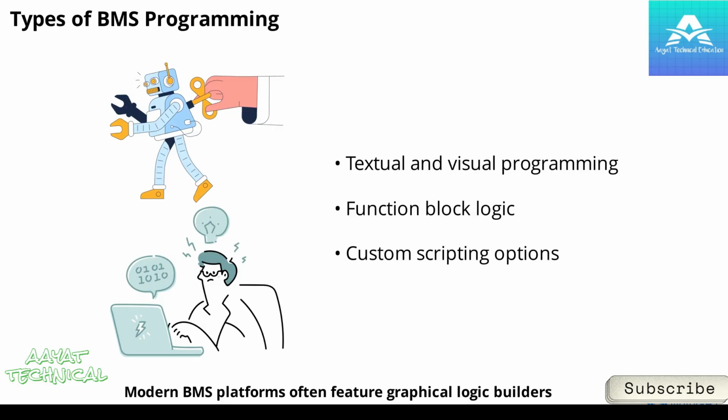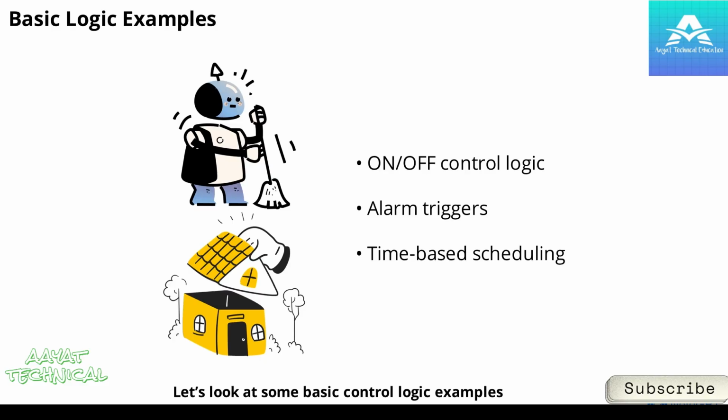Modern BMS platforms often feature graphical logic builders, making it easier to visualize and manage complex sequences. For advanced analytics or artificial intelligence, scripting languages like Lua, Python, or Java are sometimes used. Understanding these programming types helps you choose the right approach for your building's needs. Let's look at some basic control logic examples.